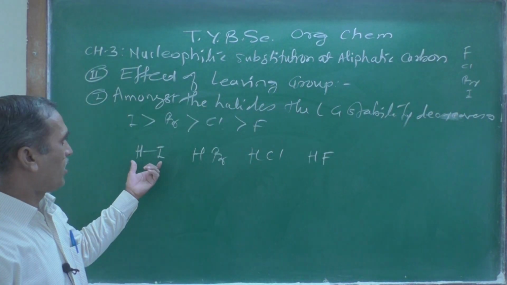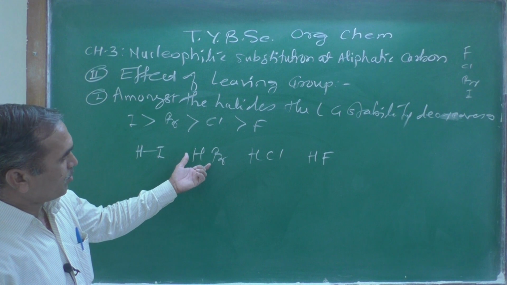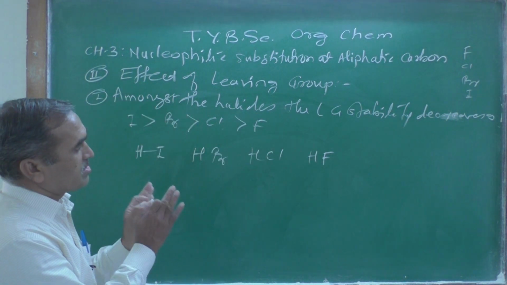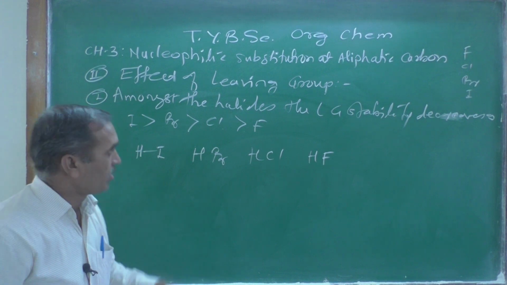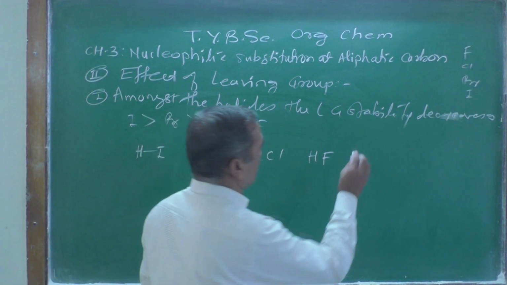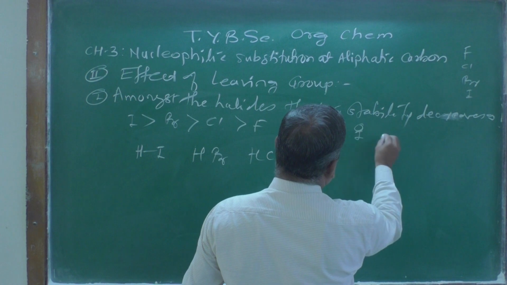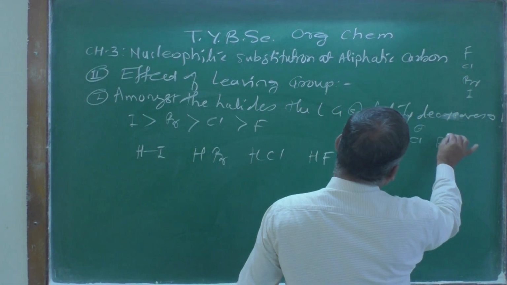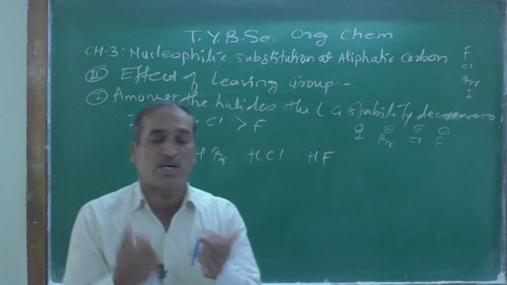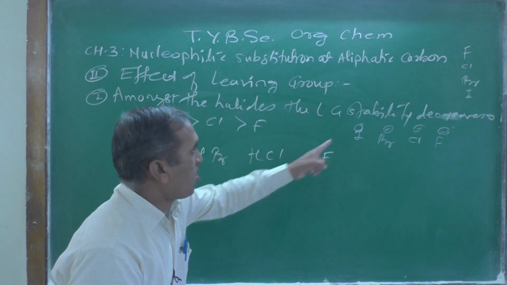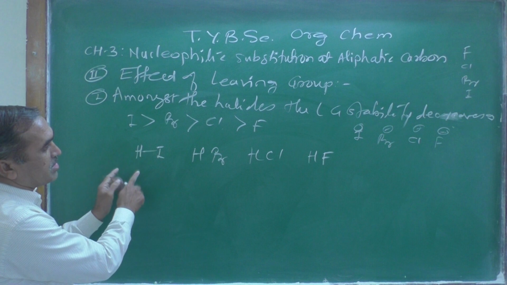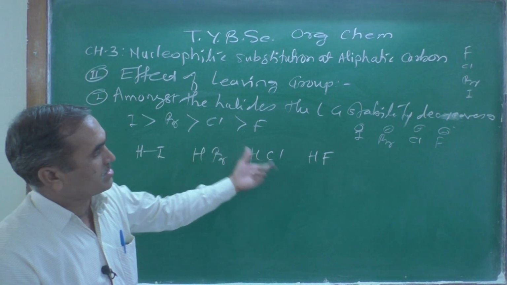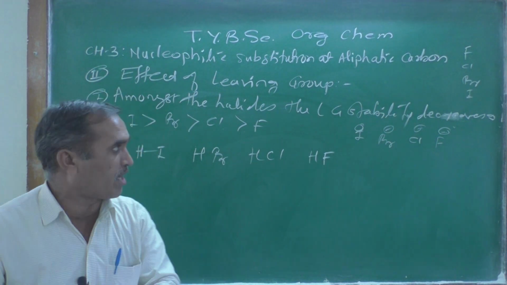Then hydrogen iodide, hydrogen bromide, hydrochloric acid, hydrogen fluoride. So these are the acids, because I minus, Br minus, Cl minus, F minus are the conjugate bases of the strong acids. HI, HBr, HCl, HF, all are strong acids.